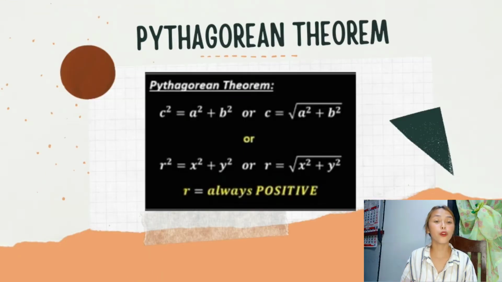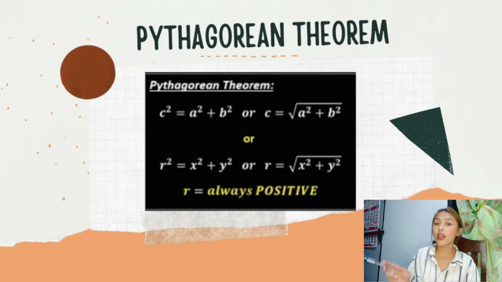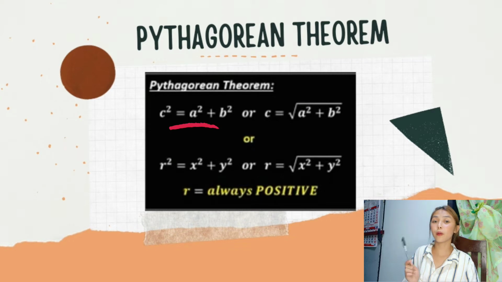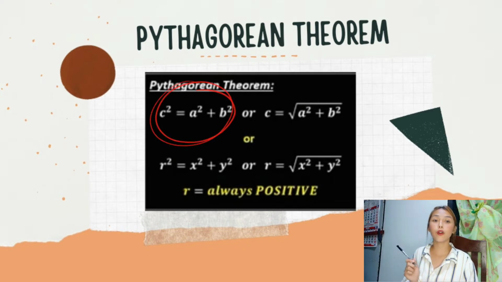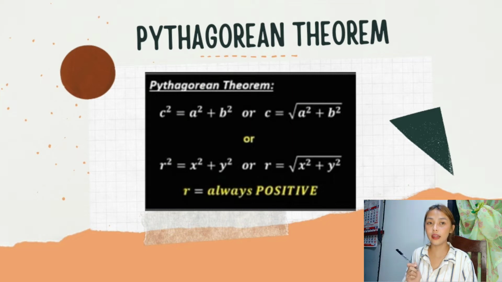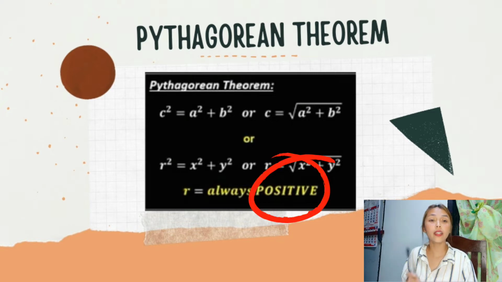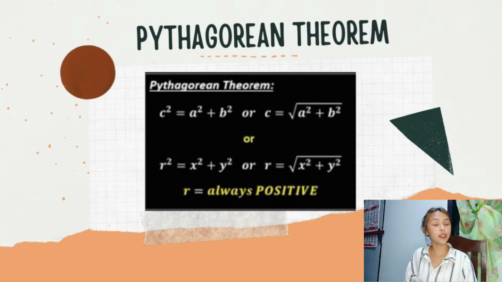So to solve for the unknown side or the missing side, we are going to use the Pythagorean theorem, c squared equals a squared plus b squared. Since our variables are x, y, and r, we are going to use this formula to solve for the unknown side. That is r squared equals x squared plus y squared. And remember, r is always positive because r is the hypotenuse.